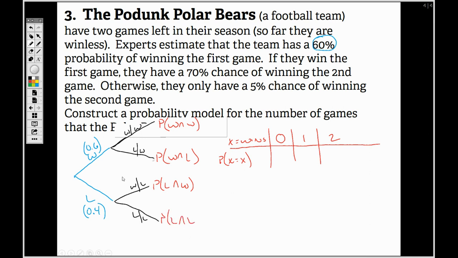Now we got to figure out these probabilities here. If they win the first game, then we're on this branch, right? Given that they won the first game, they have a 70% chance, 0.7, of winning the second game. Because right now they're on an elevated confidence, but they still could lose, 0.3. If they lose that game, then they really start to believe that they're not very good at football, and they only have a 5%, that's 0.05, chance to win. And a 95% chance they're going to go winless after that, right?